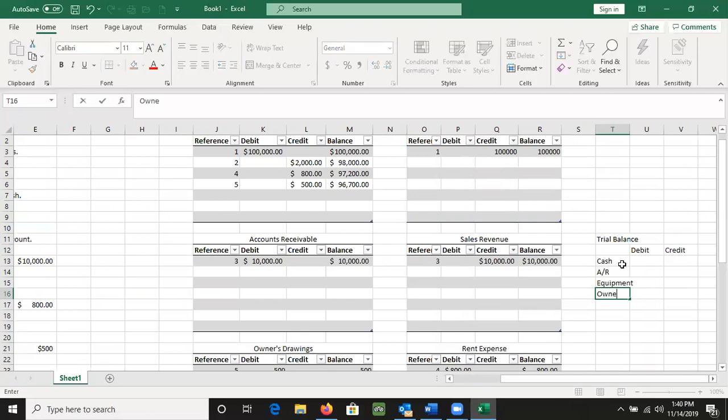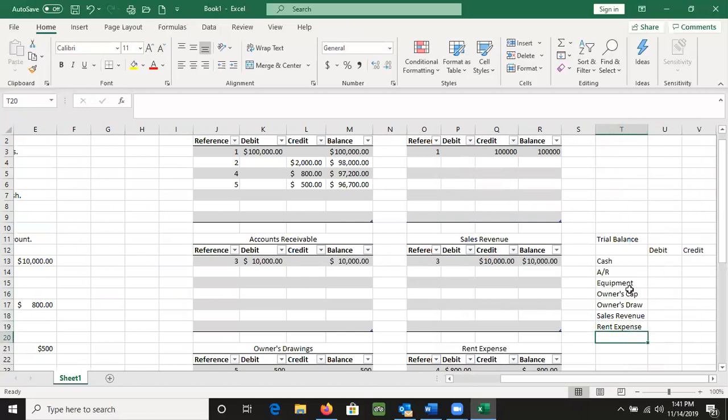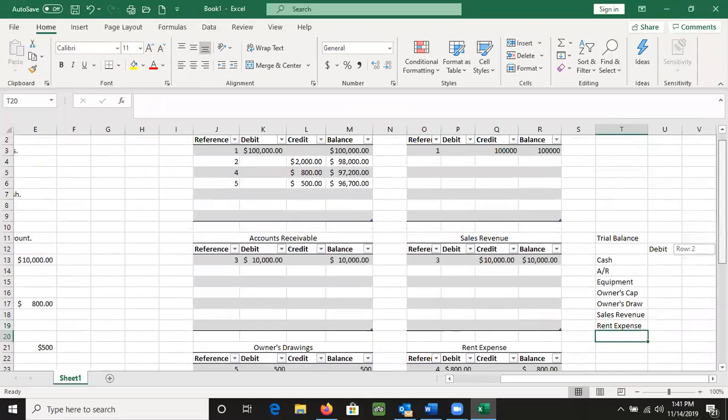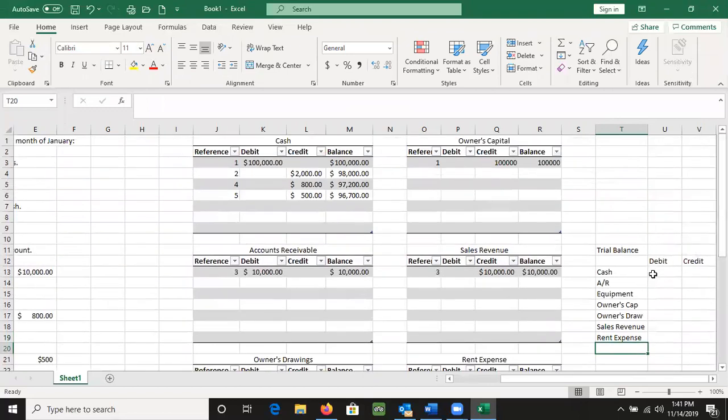Then we go to equity, but you start with capital. So there's owner's capital, owner's drawings. Then there's revenue, sales revenue. Then there is just rent expense. All right, and to make sure I have them all, 1, 2, 3, 4, 5, 6, 7. Awesome.